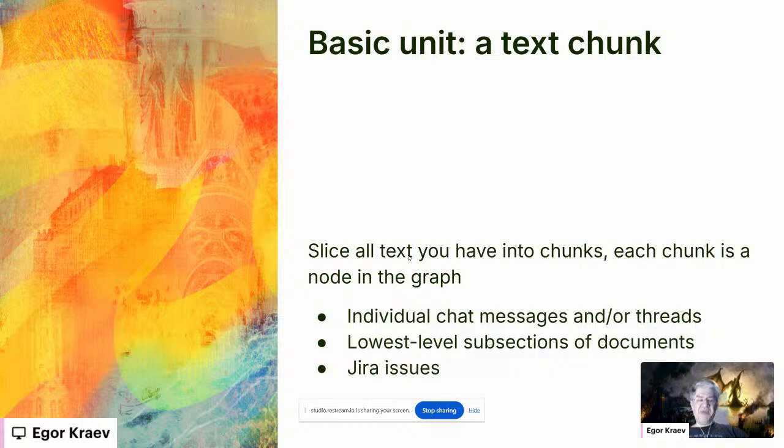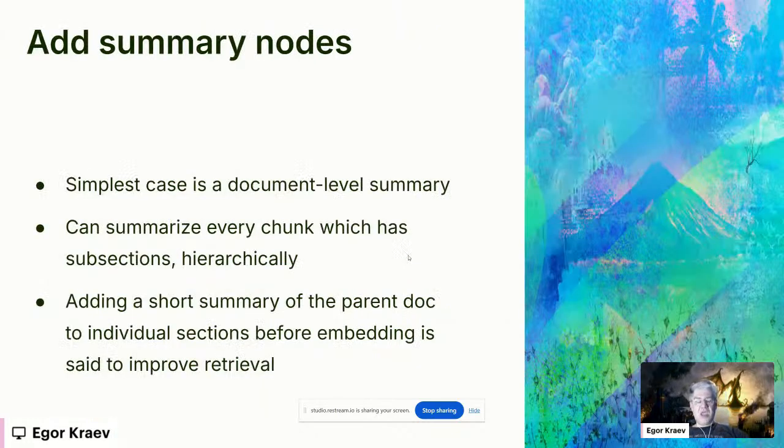And so the basic unit there is a text chunk, or the main property of each node is the associated text. It could be sections, it could be chat messages, it could be Jira issues, that kind of thing. Then what you usually do there is add a document level summary, and maybe even a hierarchy. So you have subsections in a section, then you have a section level summary, and then a document level summary of the section summaries, and so on.